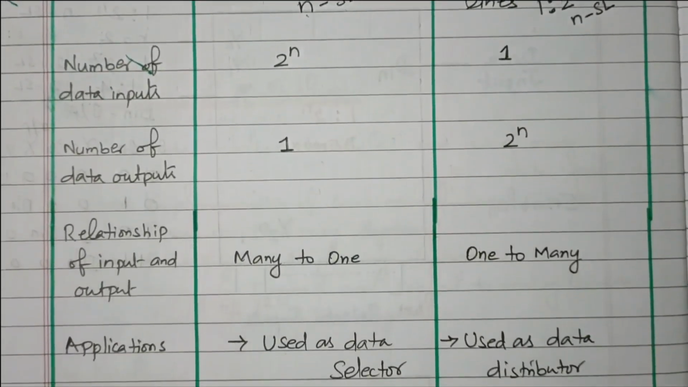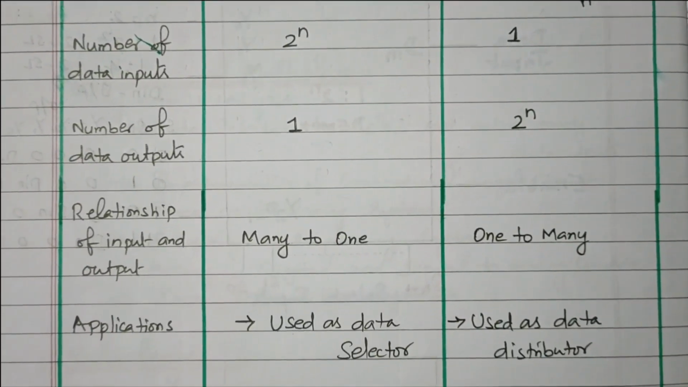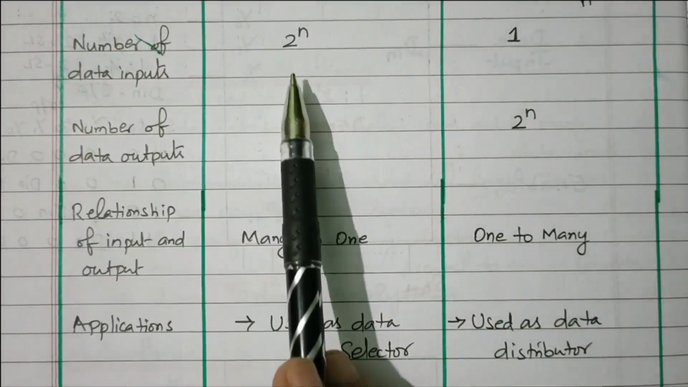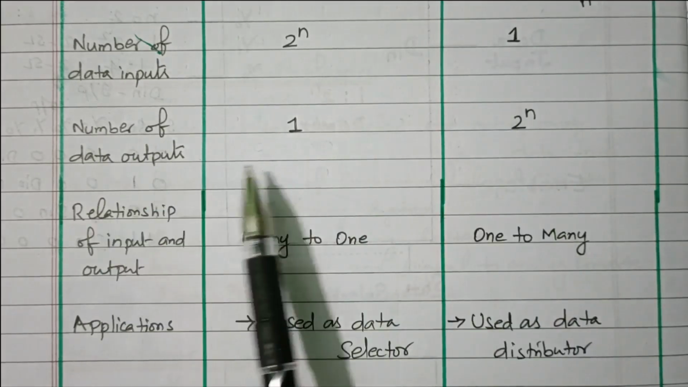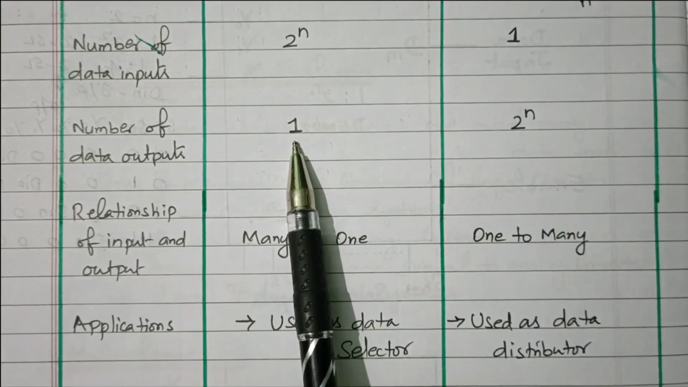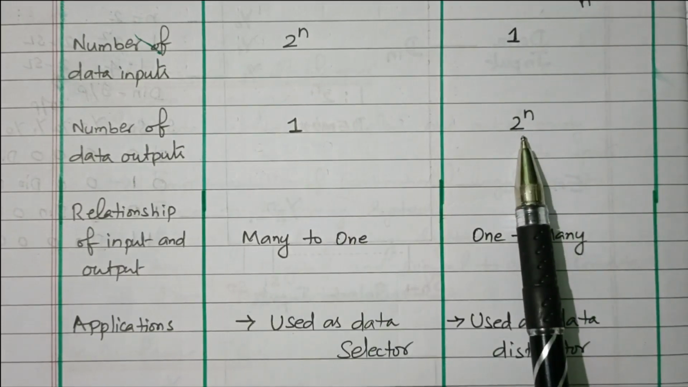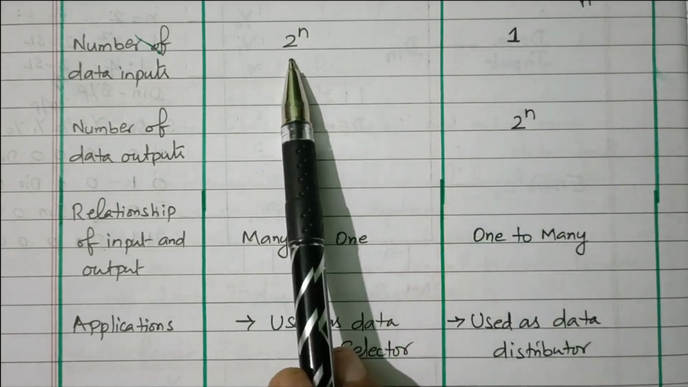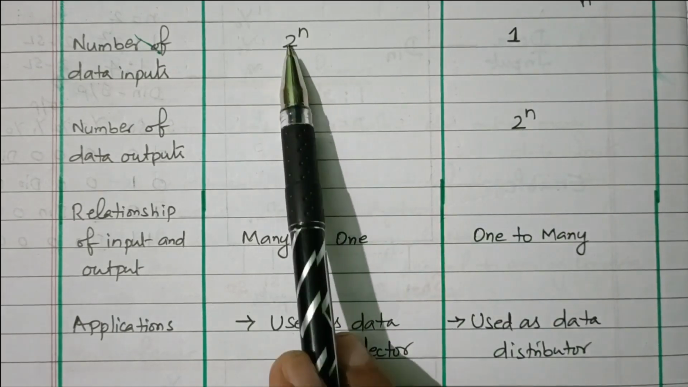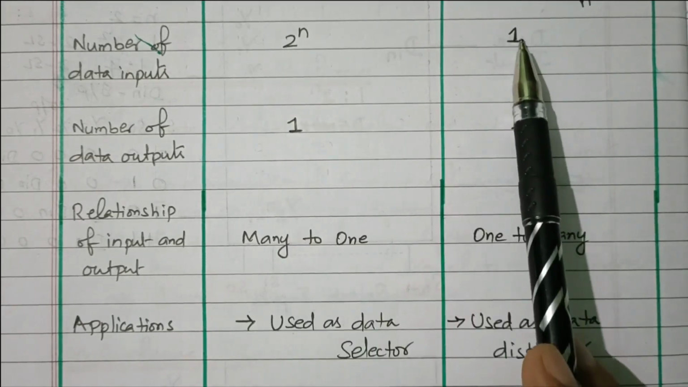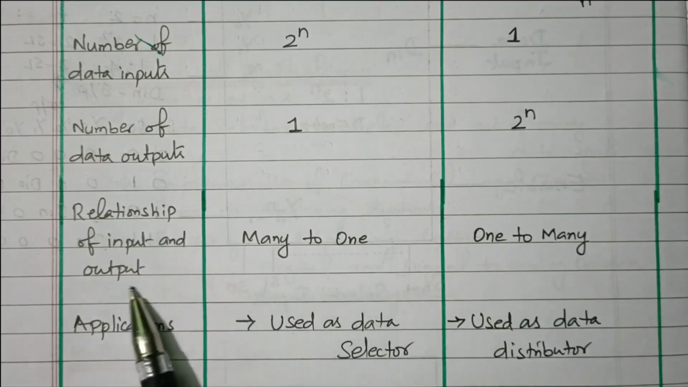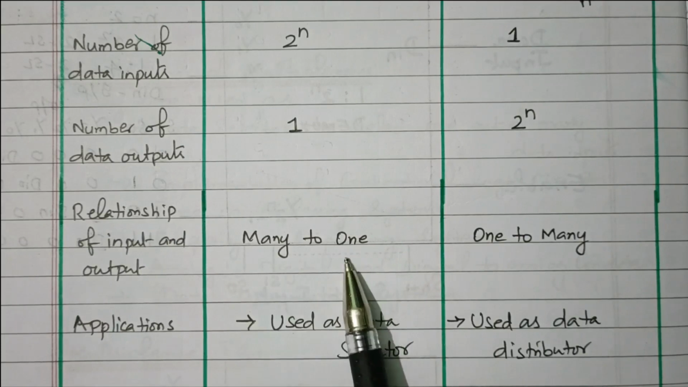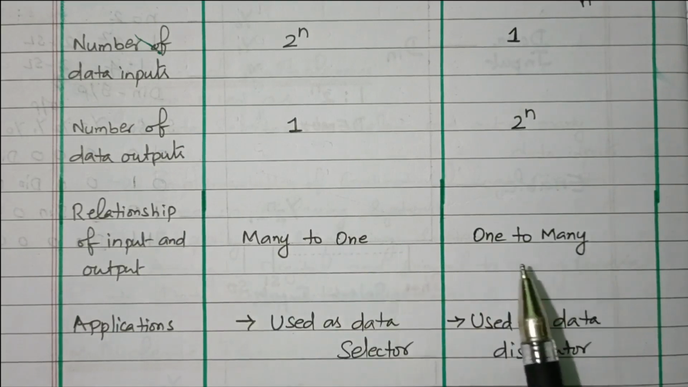Now we'll see the other parameters. What are the other parameters available? The number of inputs is 2 to the power n. Here only one. Number of output data is 1 in the multiplexer. In the demultiplexer, the input is only 1 and the outputs are 2 to the power n, right? So 2 to the power n inputs to 1 output here, and here one input, 2 to the power n outputs. Relationship of input and output: many to 1, many to only one output. One to many: one input is converted into many outputs, right?